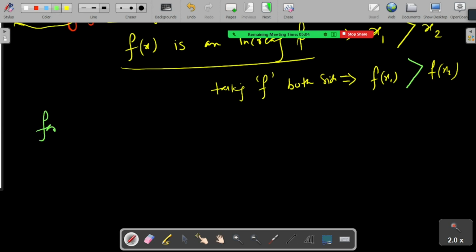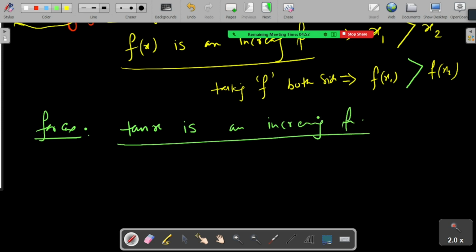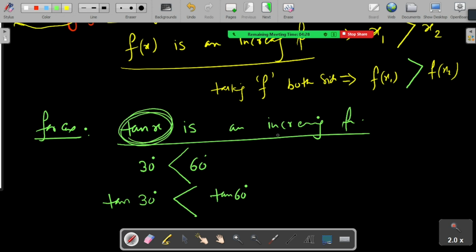For example, tan x. Tan x is an increasing function, right? See, 30 degrees and 60 degrees. What is the relation between 30 degrees and 60 degrees? 60 degrees is greater than 30 degrees. When you take tan on both sides, tan 30 degrees and tan 60 degrees, this relation still holds true. Why? Because tan x is which type of function? Increasing function.